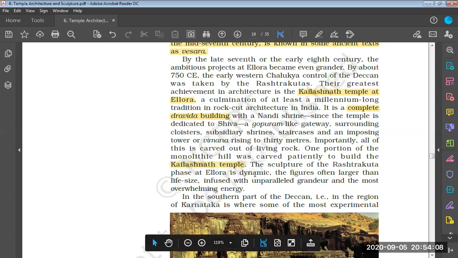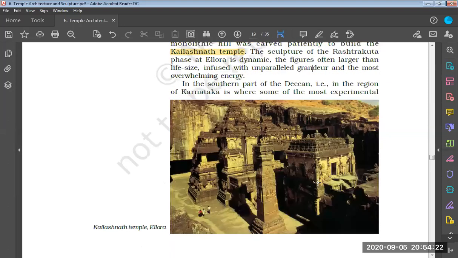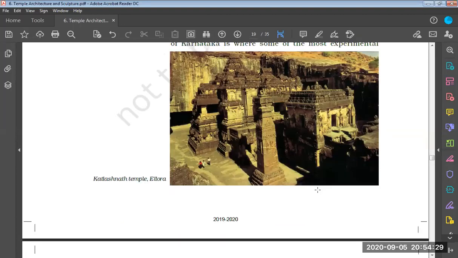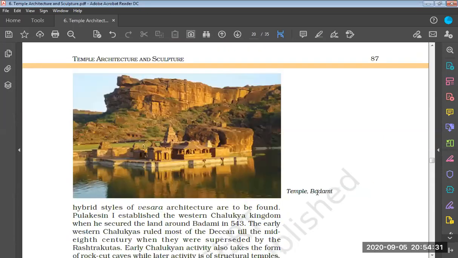The sculpture of the Rashtrakutas at Ellora is dynamic. The figures are often larger than life size, infused with unparalleled grandeur and the most overwhelming energy. In the south part of the Deccan, that is in the region of Karnataka, is where some of the most experimental hybrid styles of Vesara architecture are to be found.